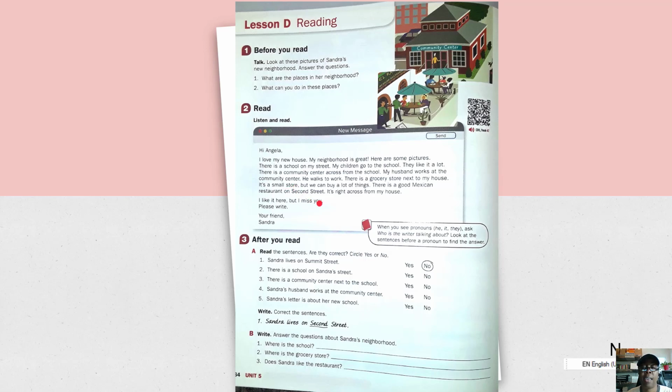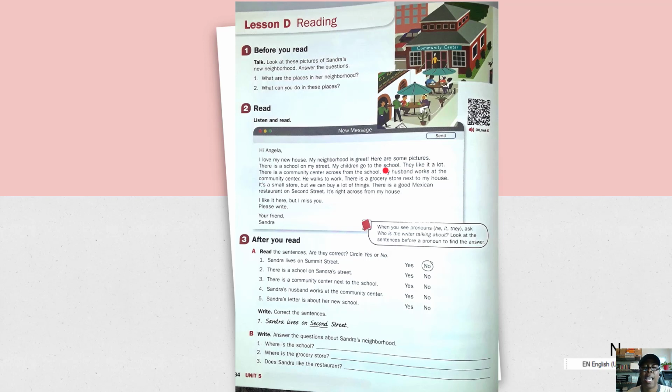Okay, and I feel like I missed one. Oh, in the same sentence, they. I know I missed a they somewhere. So we go back to this sentence. They like it a lot. We already covered who the it is talking about. But the they is talking about my children. My children go to the school. Sandra's children, they like it, the school, a lot.